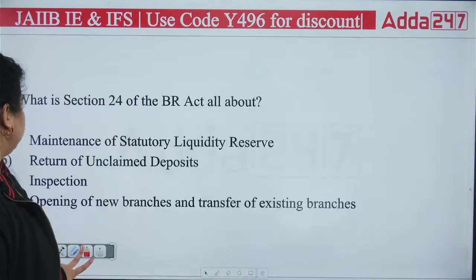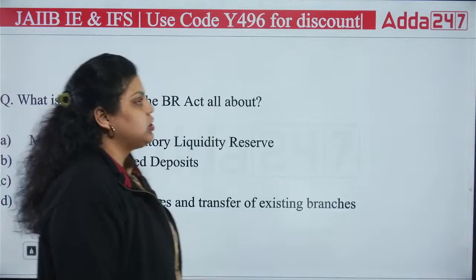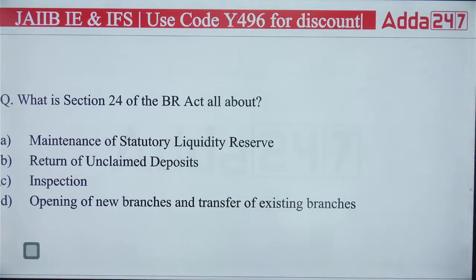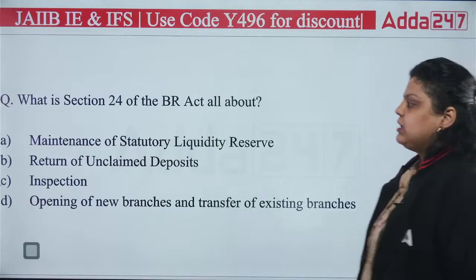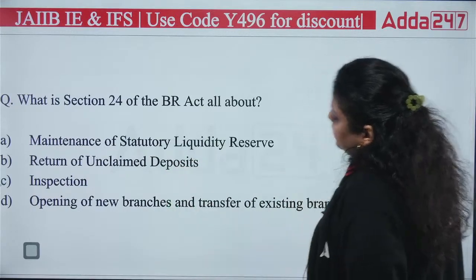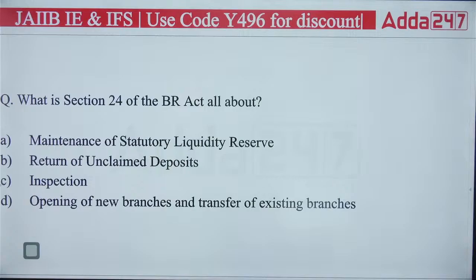Next question. What is section 24 of Banking Regulation Act all about? The section 24 of Banking Regulation Act is all about which of the following? Maintenance of SLR, return of unclaimed deposit, inspection, opening of new branches and transfer of existing branches. So which of the following does section 24 talk about?